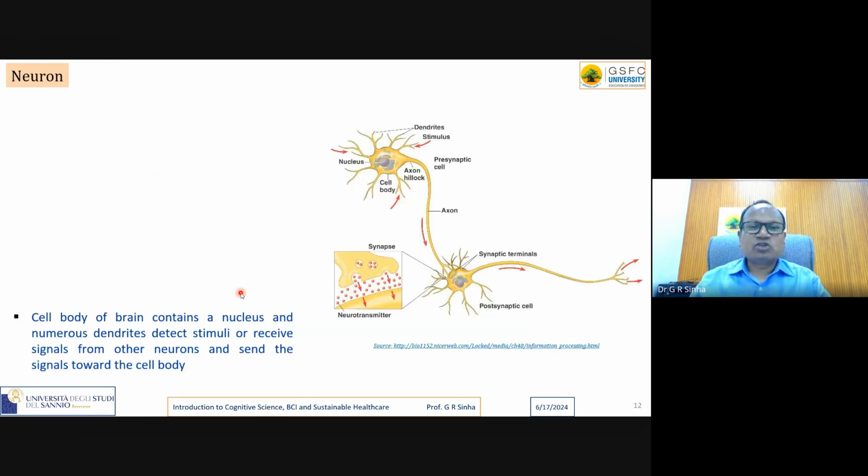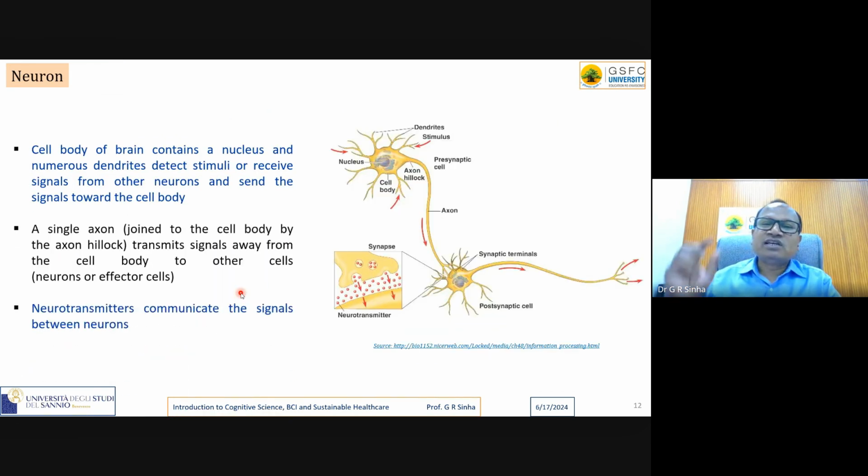All right. So this is what I was trying to tell you about the neuron. You see each neuron. This is the center of the neuron, called the nucleus.